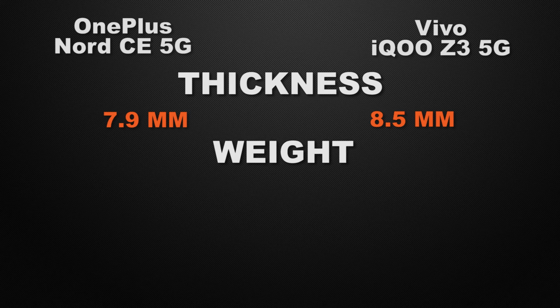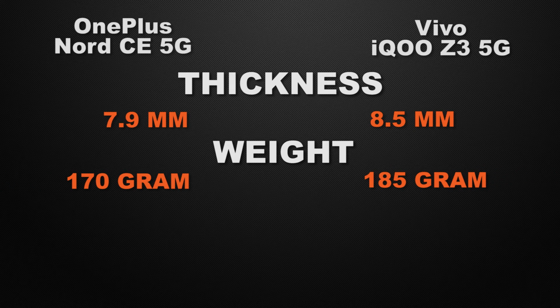Moving to the body features of the devices, let's start with the thickness of the devices. Nord has 7.9 mm of thickness, whereas iQOO has 8.5 mm of thickness. So the winner here is Nord because it has a slimmer body. Talking about the weight of the devices, Nord comes with 170 grams of weight, whereas Z3 has 185 grams of weight. So the winner here is Nord because it has lower body weight.